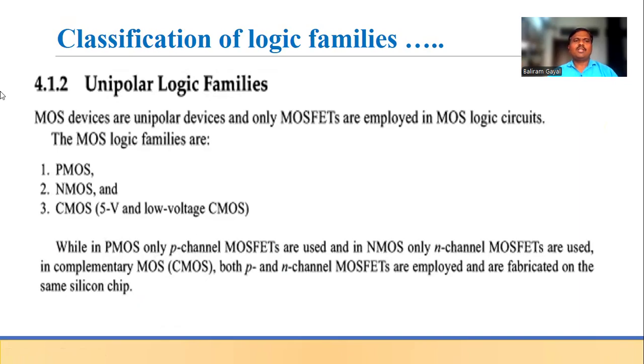Then unipolar logic families are the metal oxide semiconductor devices, which are unipolar devices, and only MOSFETs are employed in MOS logic circuits. The MOS logic families are PMOS, NMOS, and complementary metal oxide semiconductor. That means a combination of these. While in PMOS, only P-channel MOSFETs are used, and in NMOS, only N-channel MOSFETs are used. In complementary MOS, CMOS, both P-channel and N-channel MOSFETs are employed and are fabricated on the same silicon chip.